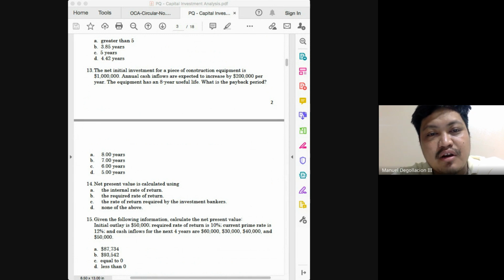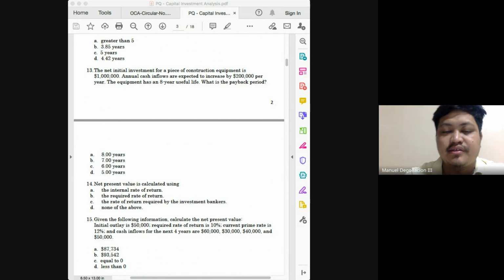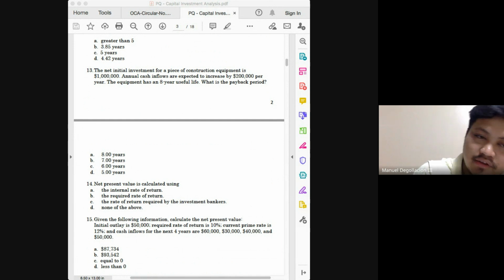Okay, so if you have 200,000 per year, obviously you'll be able to get back your 1 million after 5 years. So the answer here would be delta. You can just divide 1 million by 200,000 and you would get 5 years.